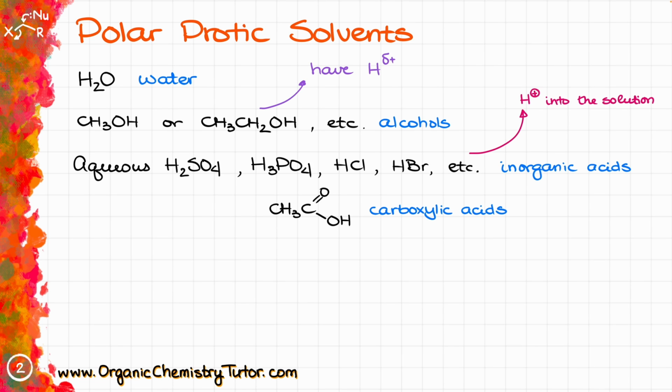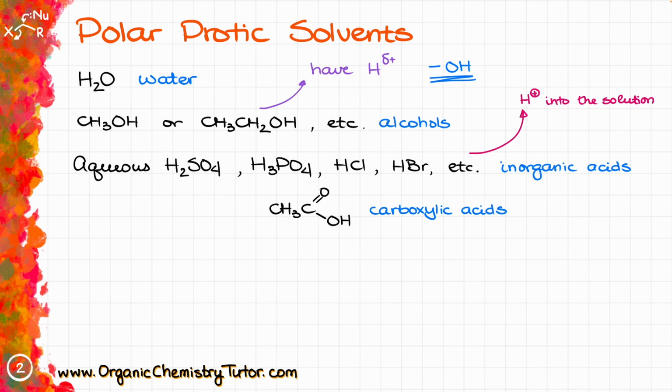So all these solvents have the same important feature: H+ or H delta plus is present. Typically, we are going to be looking either for molecules that are strong inorganic acids, or for anything that contains an OH group on its own as our source of protic conditions, and we are going to consider those our protic solvents.